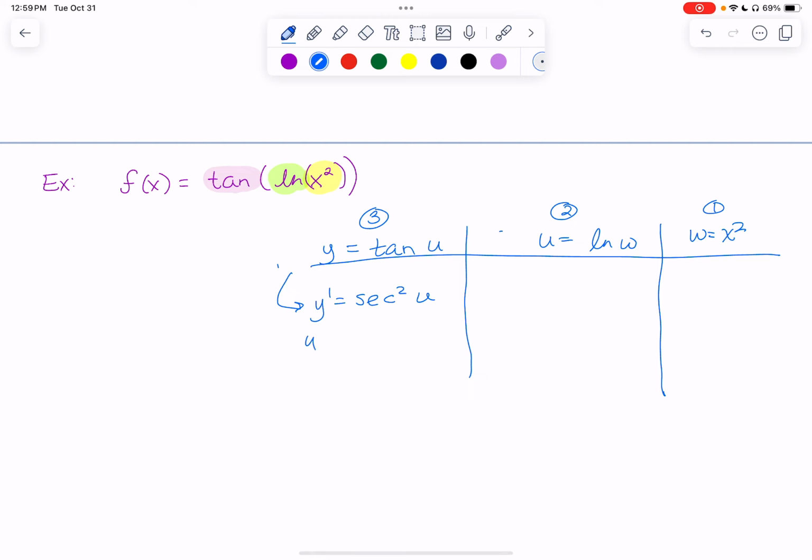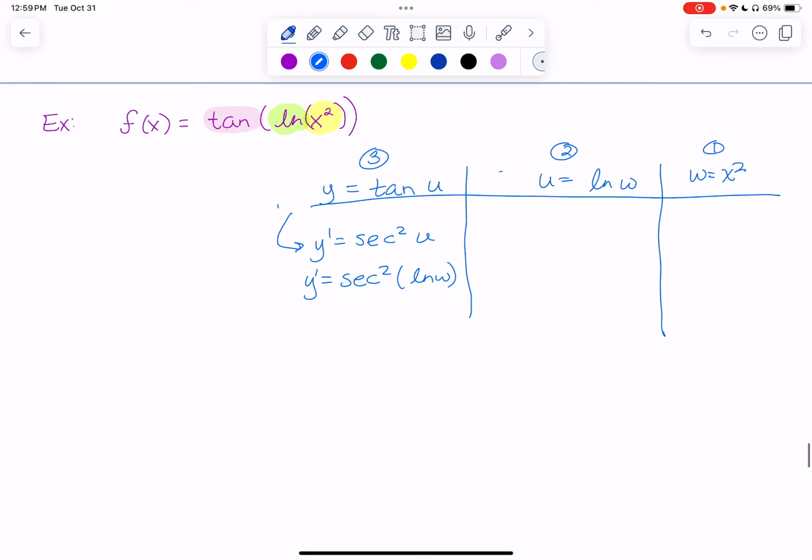I'm going to sub back in. I'm going to say that means that my derivative of y is equal to secant squared of the natural log of w. I'm not done yet because I haven't gotten an x in this derivative. So my derivative of y is equal to secant squared, the natural log of x squared. And I'm done.